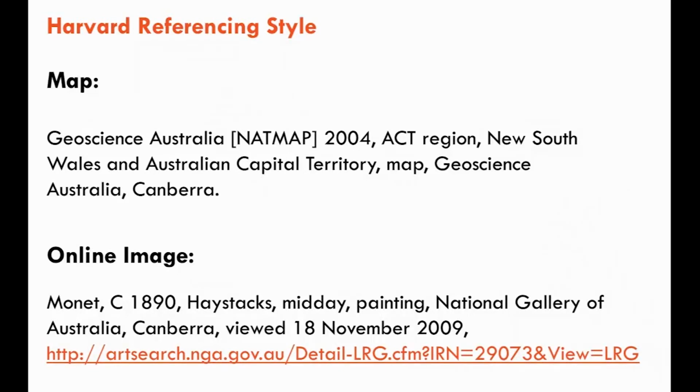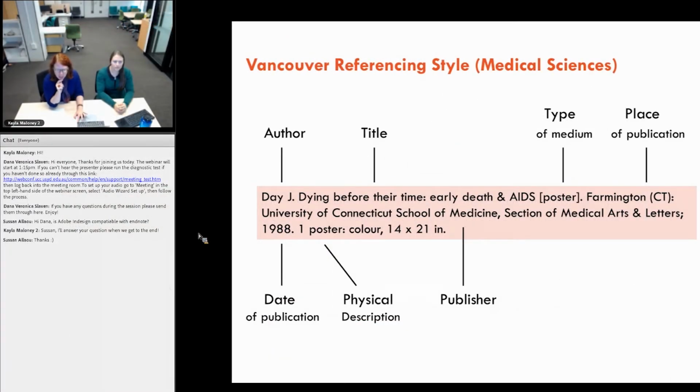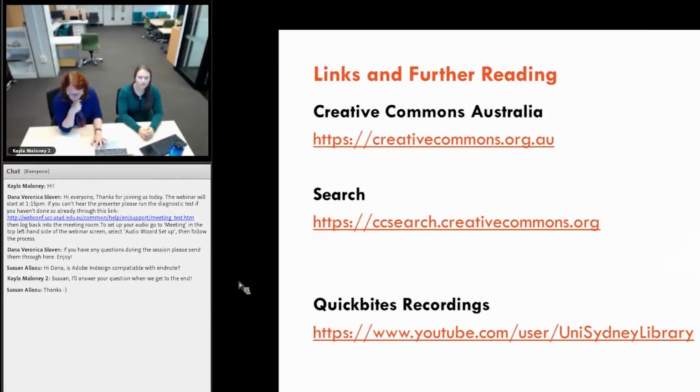So it would depend on your referencing style how you actually cite a particular work. This is a Vancouver referencing style, so it's often used in medical sciences. You'll see that this is for a poster, and so you've got things like type as well as a physical description of the item, which is slightly different to your standard book and journal article. Okay, so that's essentially it.